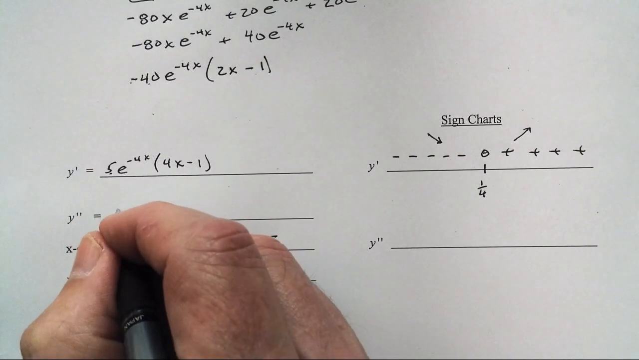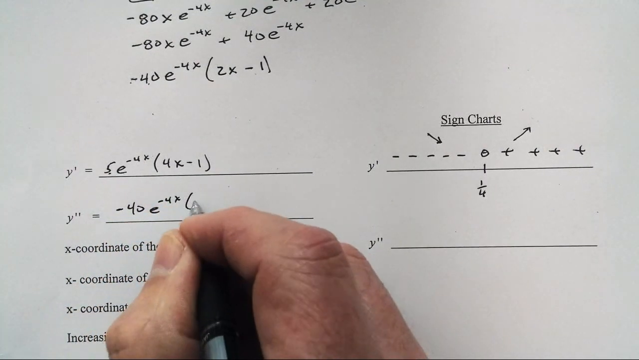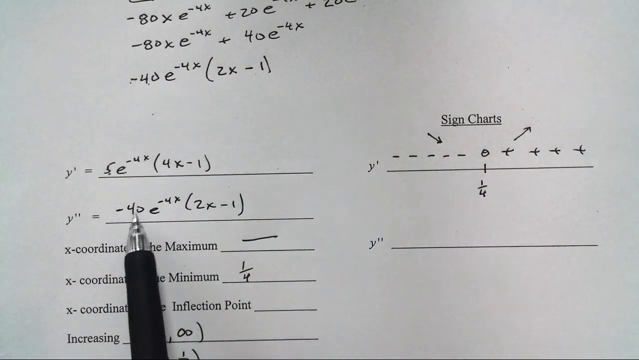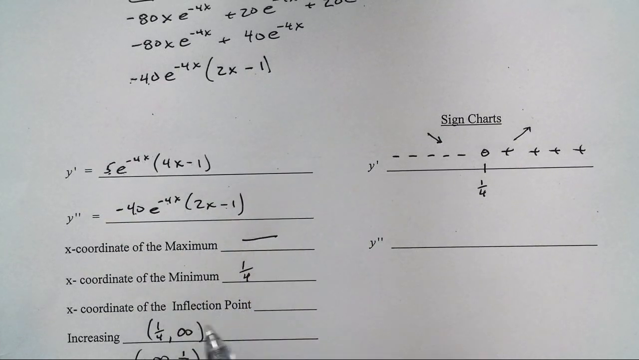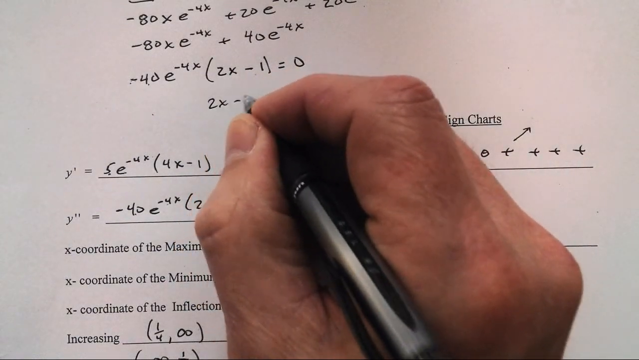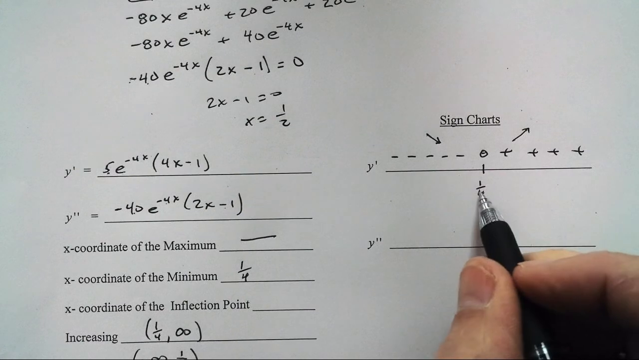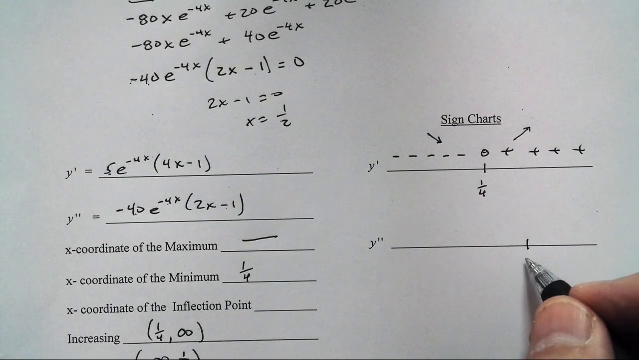So, second derivative: negative 40 e to the negative 4x times (2x minus 1). That is 0 when either negative 40 is 0, never; when e to the negative 4x is 0, never; or when 2x minus 1 is 0, that happens when x equals add 1, divide by 2, 1/2. I'm going to put that relative to this 1/4, it would be to the right of.